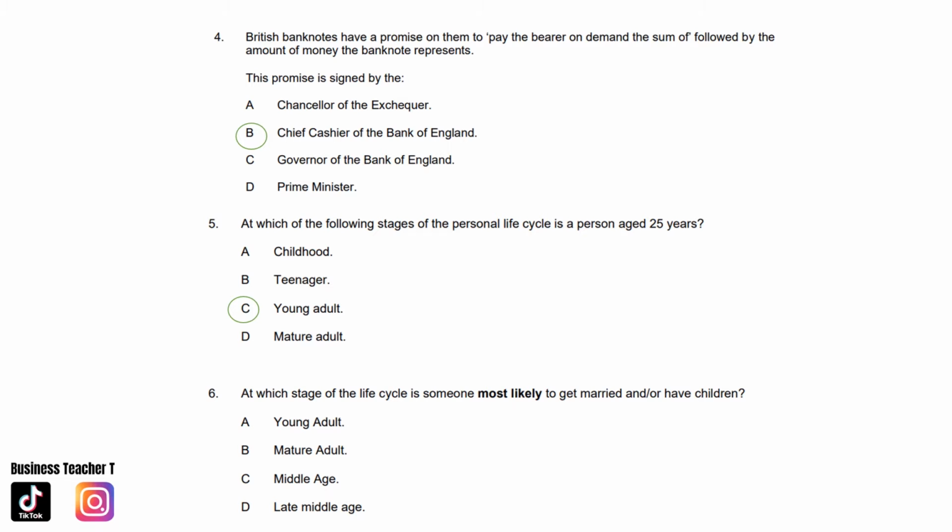Question number 6. At which stage of the life cycle is someone most likely to get married and or have children? Is it A. A young adult? Is it B. A mature adult, C. Middle age, or D. Late middle age? And the answer is B. Mature adult.